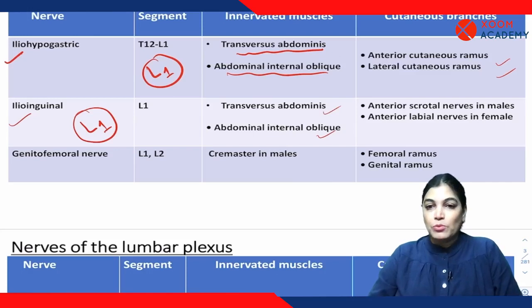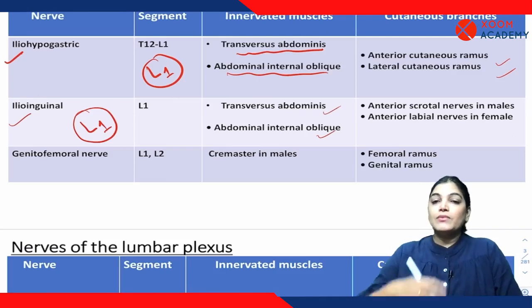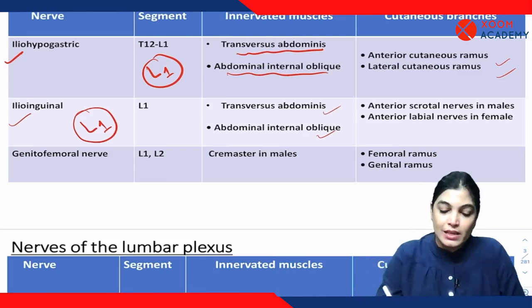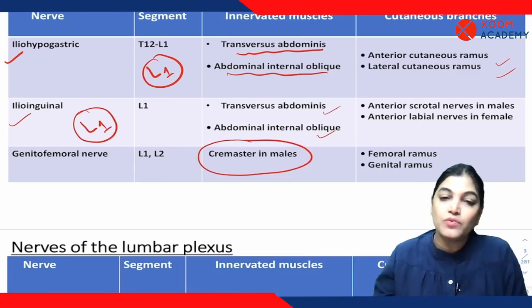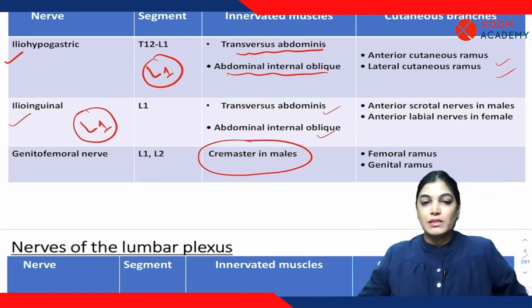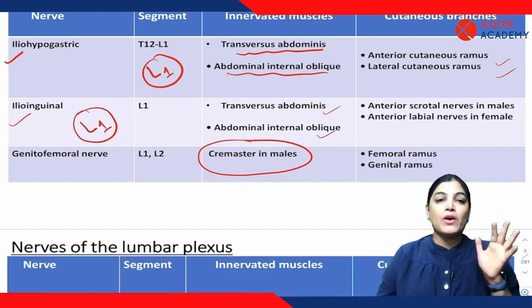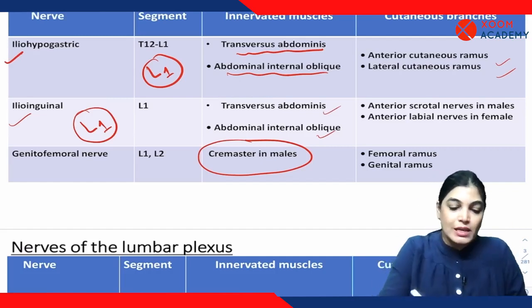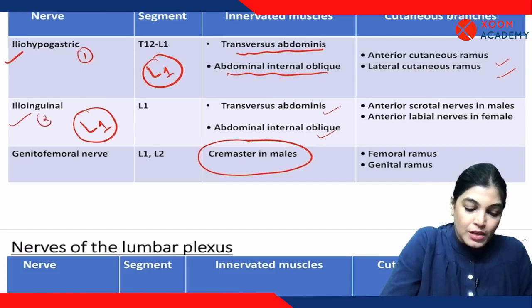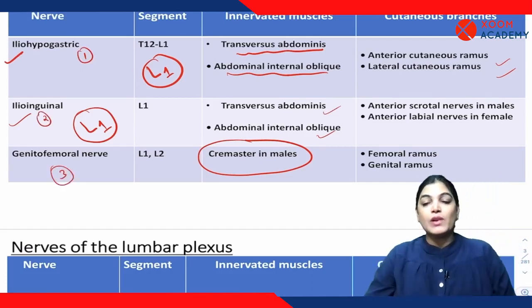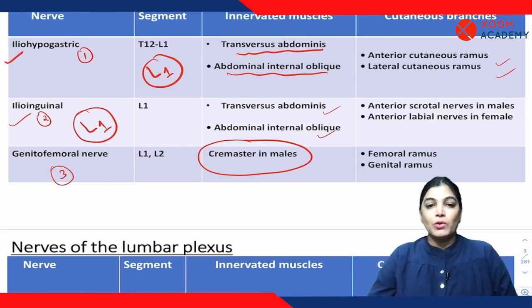The next is genitofemoral nerve, which divides into genital and femoral branches. The genital branch gives innervation to genital areas. The femoral branch gives cutaneous distribution to the skin covering the femoral triangle region. It also gives innervation to the cremaster muscle. The root value is ventral rami of L1 and L2. So these are the first three nerves in the branches of lumbar plexus: iliohypogastric, ilioinguinal and genitofemoral nerve. Let's talk about the subsequent nerves.